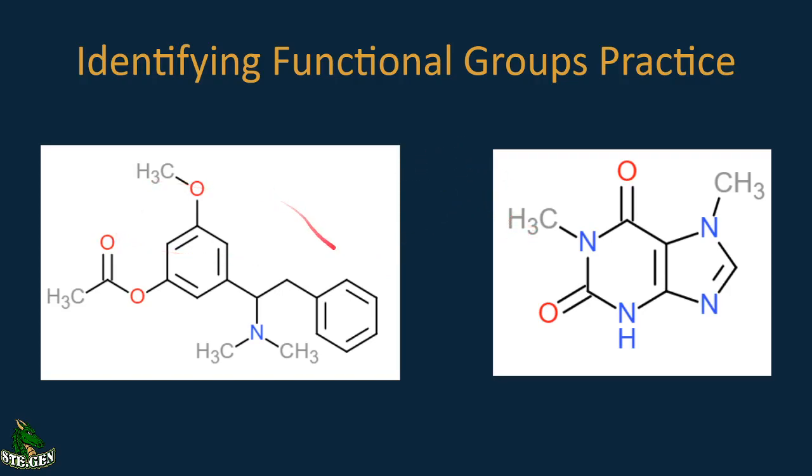Okay, so the first one on the left, easiest thing that we can get out of the way is there's a benzene here, there's a benzene here. You can call that benzene, you can call that an aromatic, you can call it an arene. Any of those are going to be okay.